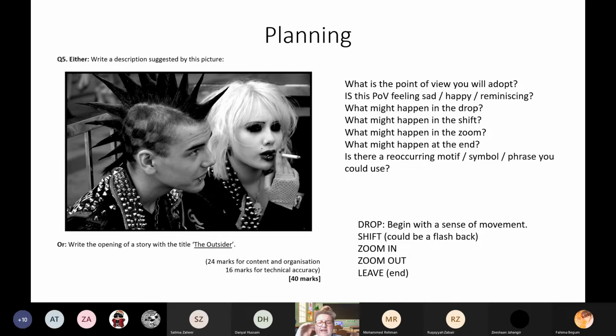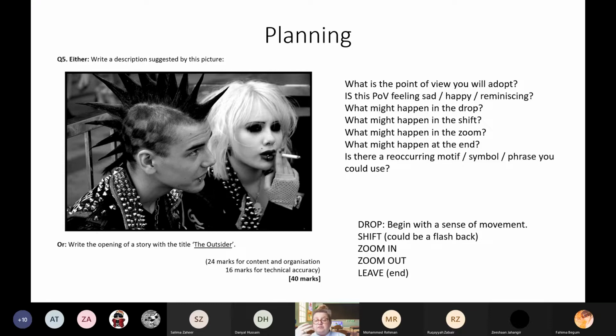So it is really important that you spend some time planning out what you're going to include. Now, previously, we've looked at this idea of there being a drop, shift, zoom in, zoom out and leave. That's your basic planning, and it also provides you with the structure that you're going to write. So if you decide that you're going to write a description suggested by this picture, then you want to begin with your drop. Now, your drop should have some sense of movement.